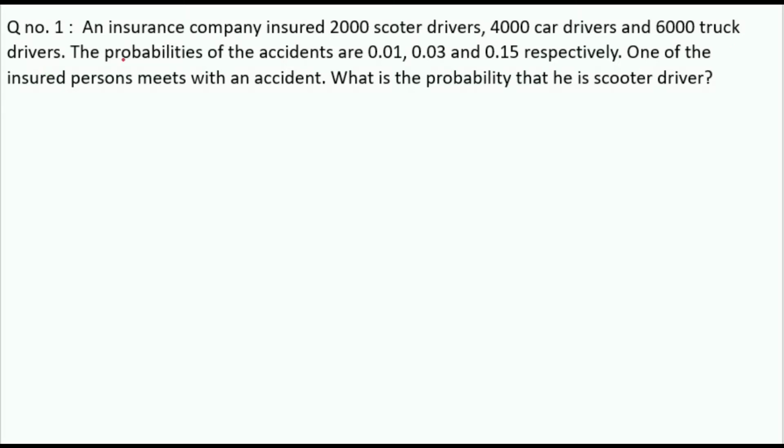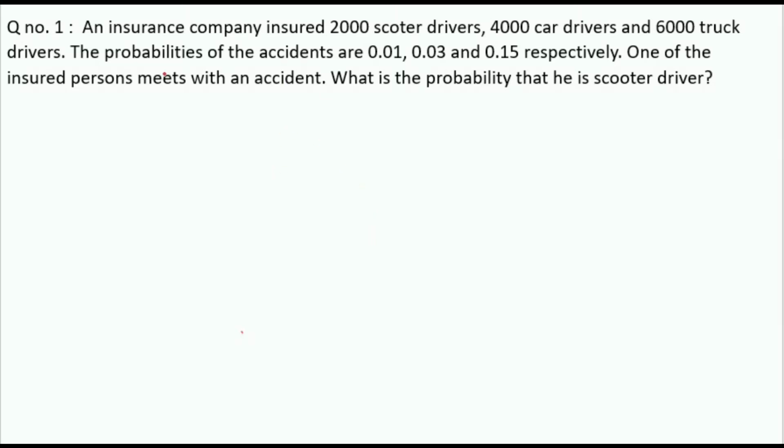Okay, the probability of the accidents: scooter will meet an accident, the probability is this much, car will meet an accident, the probability is this much, and truck will meet an accident, the probability is this much. So one of the insured person meets an accident. One of these persons who bought the insurance from that company meets an accident. What is the probability that he is a scooter driver? Okay, what is the probability that we select a scooter driver?